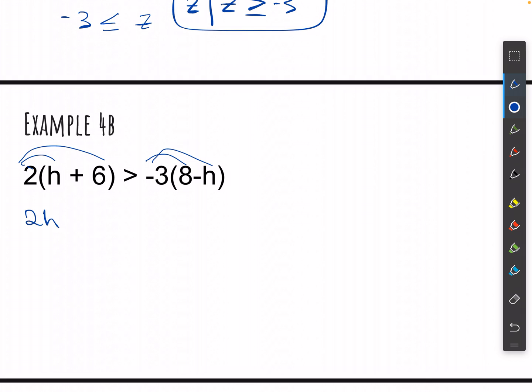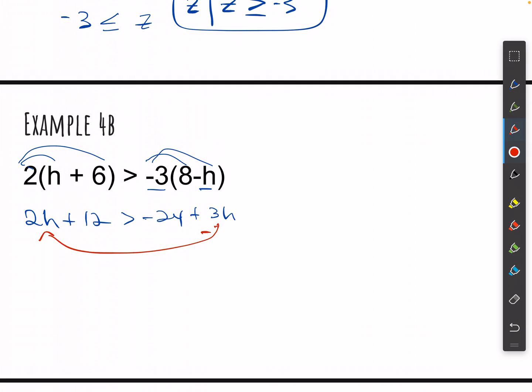So we have 2h plus 12 is greater than negative 24 plus 3h. Be careful there. It's a negative times a negative. Okay. Combine your like terms. So I'm going to actually do this just for fun and to show it to you. I'm going to move this 3h over here.